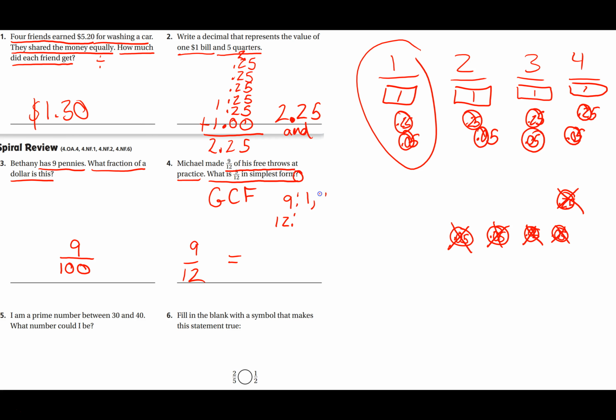So I can do 1 times 9 will give me 9. And 3 times 3 will give me 9. And when you're listing factors, if you have a double like 3 times 3, you'll need to list the 3 once.